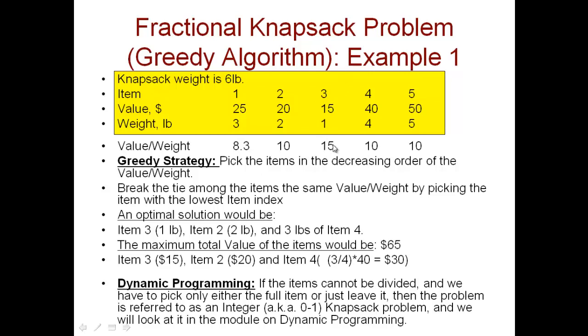So the next item to pick is the item with the next largest value per pound. There are 3 items with the next largest value per pound, which is $10 per pound, and you can pick any of those three items. You can break the tie in any order. So we'll break the tie in favor of the lower item ID, which is item 2.